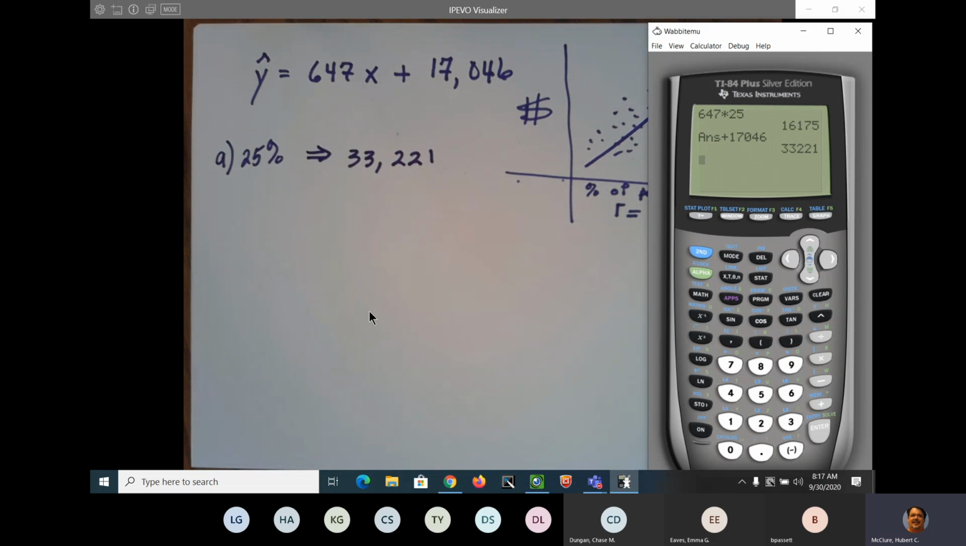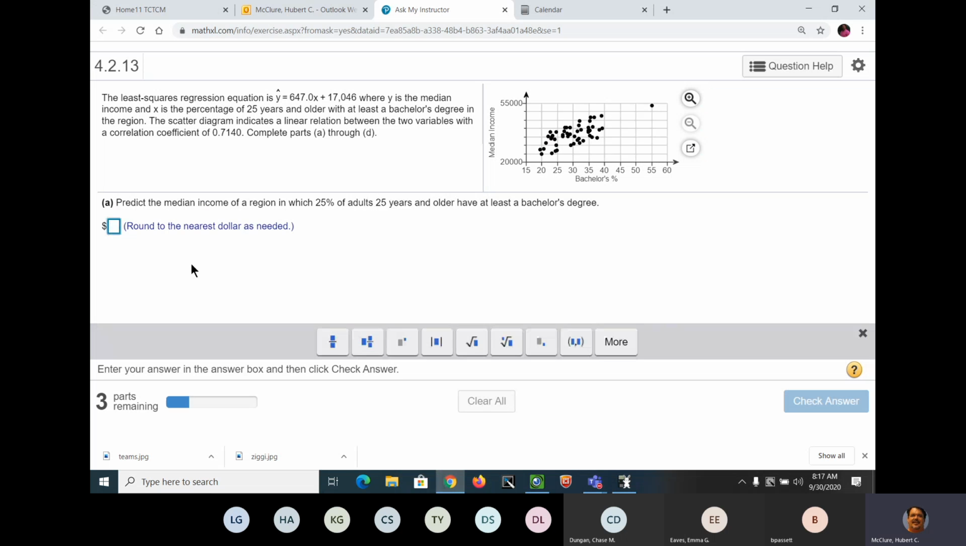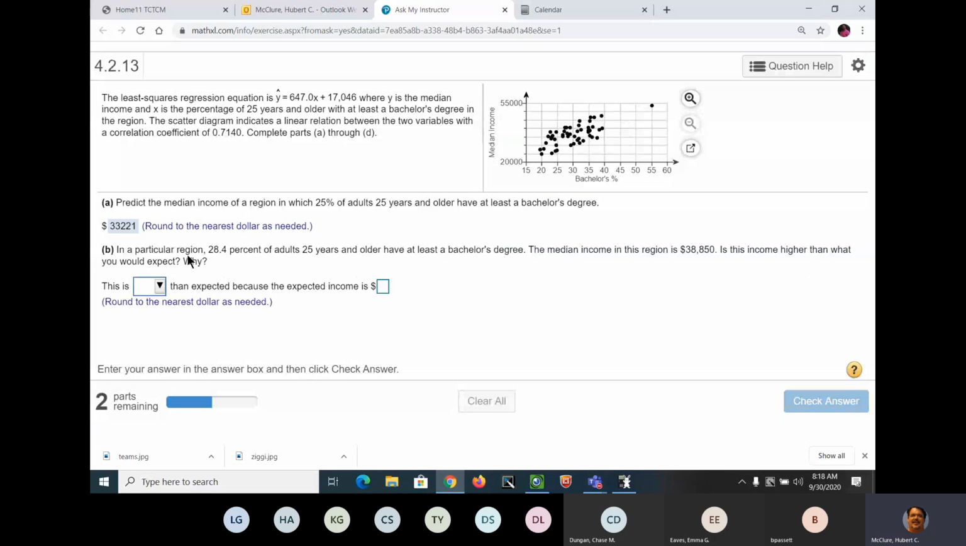Okay, that's A. Let's see what B says. So let's type that in: 33,221. In a particular region, 28.4% of people have at least a bachelor's degree. The median income in this region is 38,850. Is this income higher than what you would expect?